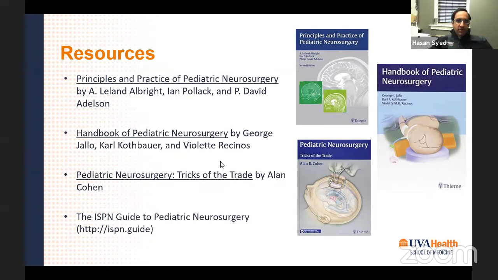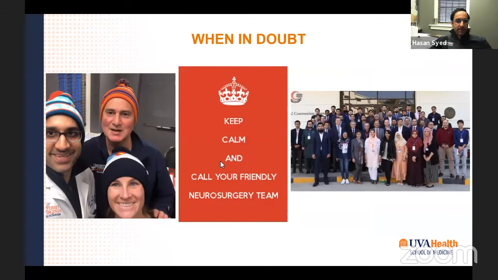I want to end with this slide, resources for trainees. These 3 books are very, very good in terms of getting a basic fundamental knowledge of pediatric neurosurgery. I also recommend the ISPN Guide to Pediatric Neurosurgery, and this is the website here. It has great basic descriptions of neurosurgical pathology in terms of kids, something that I recommend reviewing as well.